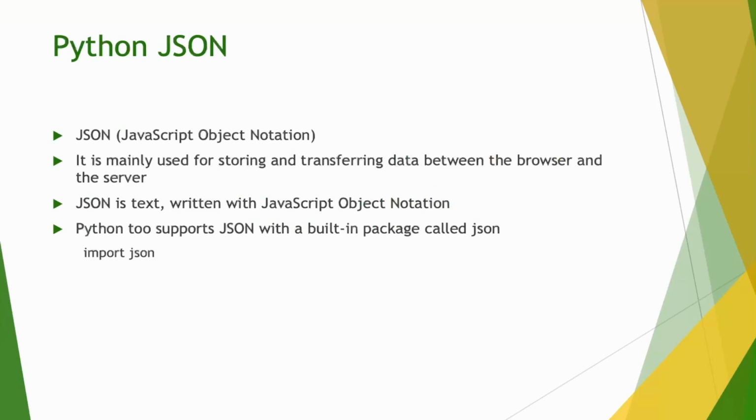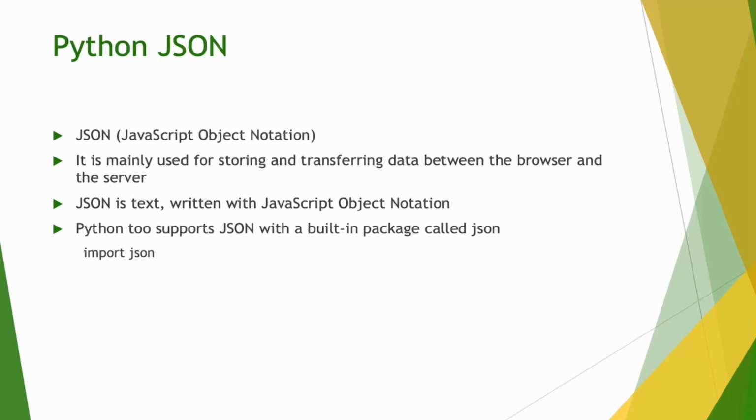What is JSON? JSON means JavaScript Object Notation, which is mainly used for storing and transferring data between the browser and the server. JSON is text written with JavaScript Object Notation. Since we say JavaScript Object Notation, please don't be confused by its binding with JavaScript. It doesn't have anything to do with the JavaScript part. It's just an object notation like we used to do in JavaScript.